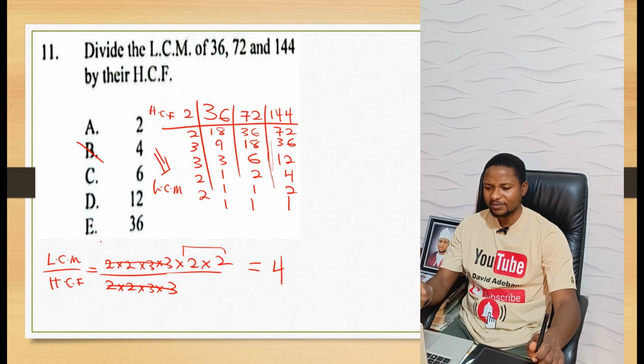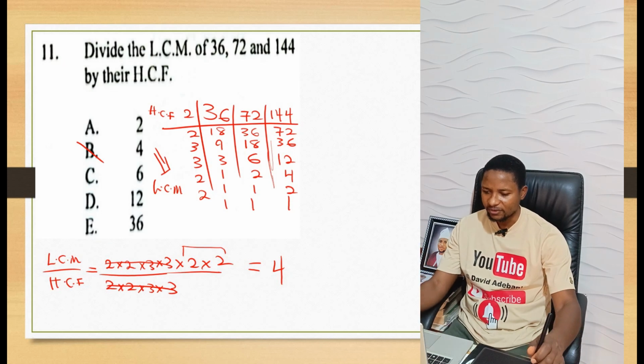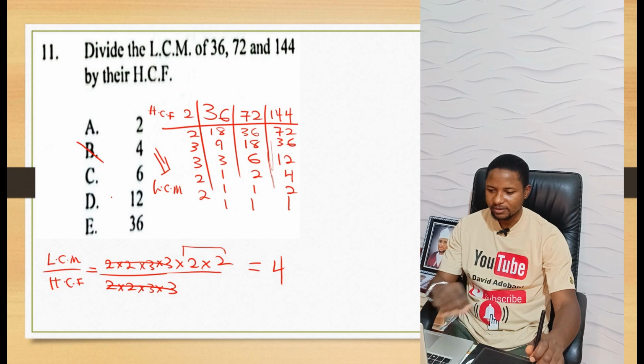A lot of people will multiply and get a bigger number. That's a waste of time. Leave it as a product of prime factors so that you can see what can cancel out easily without stress.